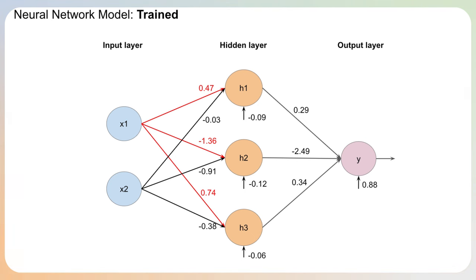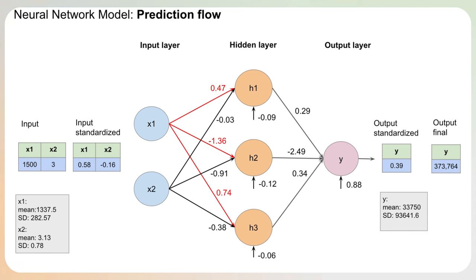After training, the neural network model's weights and biases are updated to accurately predict house prices. This slide shows the trained model's weights and biases, and we can examine these values to gain insights into how the model has learned from the training data. Understanding the final trained model parameters is crucial for interpreting and validating the model's predictions.